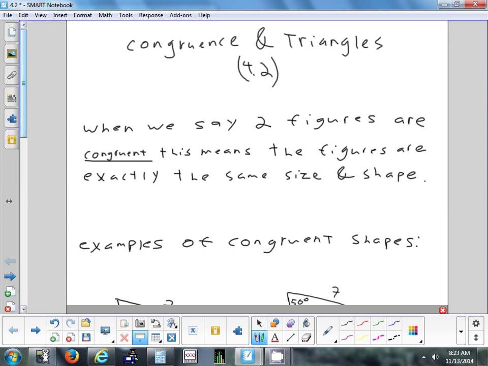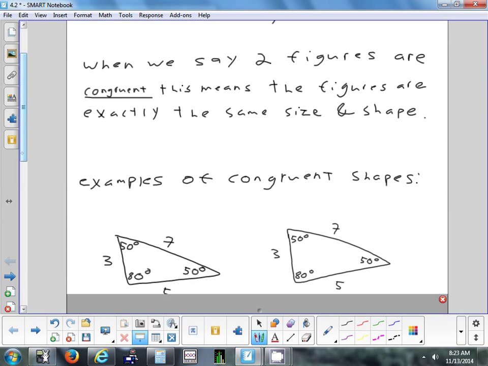So some examples of congruent shapes. Okay, here's two triangles. The sides are 3, 7, 5. And the angles are 50, 80, and 50. And those are basically just two copies of each other. Same shape. They are congruent.